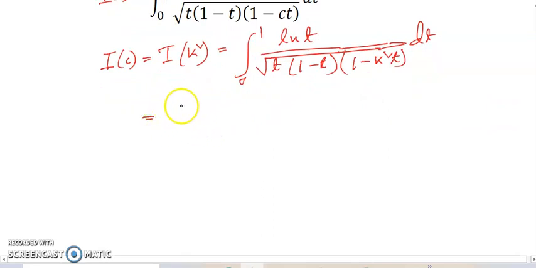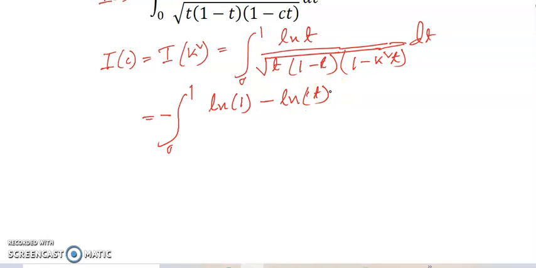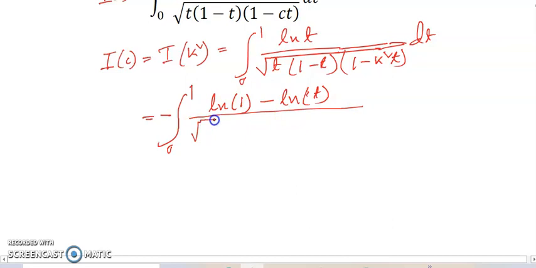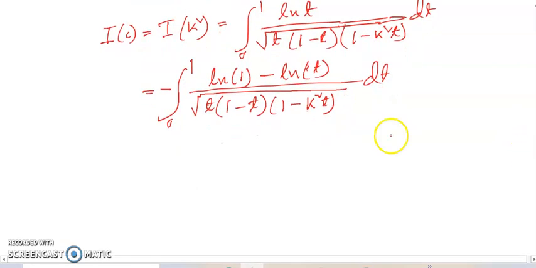So it can be written this way: the integral from 0 to 1 of ln 1 minus ln t, divided by root over t into (1 minus t) into (1 minus k squared t) dt. Okay, it can easily be written. No problem, I hope.